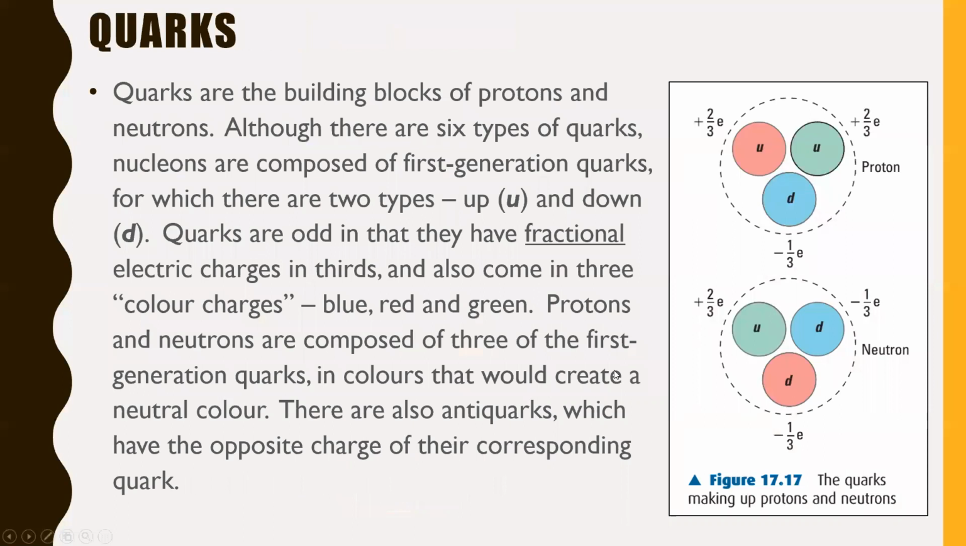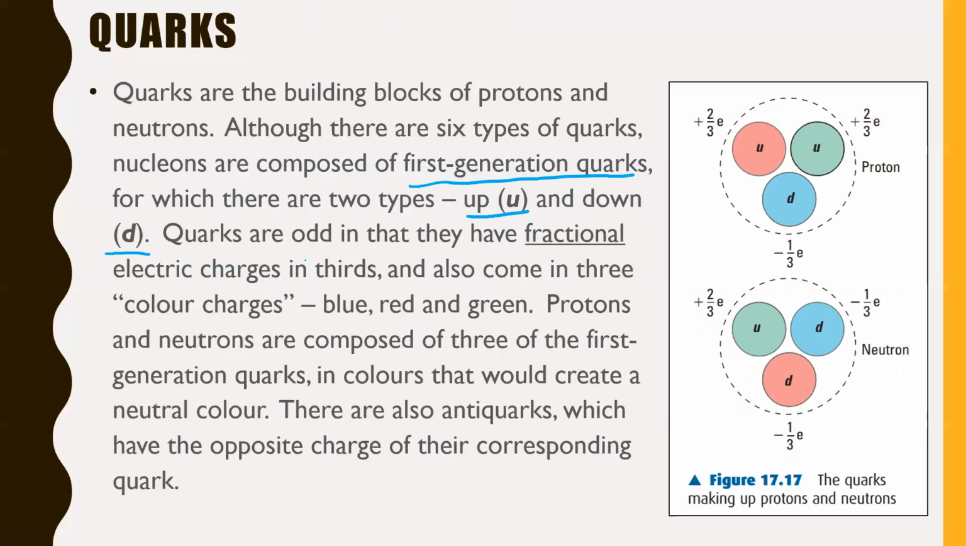All right, here's the real meat and potatoes of today, not in terms of difficulty, but in terms of importance: quarks. Now, quarks, I think we have actually mentioned before in the past year, just because they are the building blocks of protons and neutrons. There are 6 types of quarks. Although there are 6 types of quarks, nucleons are composed of first-generation quarks, for which there are only 2 types. There are the up quark and the down quark, okay?